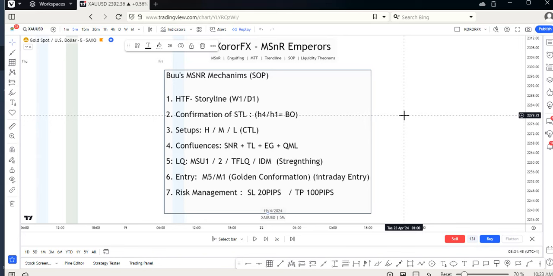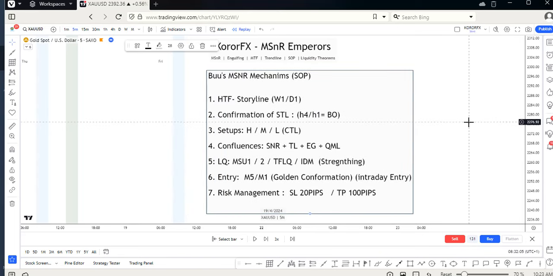What about the liquidity taken? What time frame is that as well? Liquidity can be found on any time frame. So where your entry or setup is, must always have the liquidity concept. Okay, brilliant. Thank you. You're welcome. We'll see more examples tomorrow.